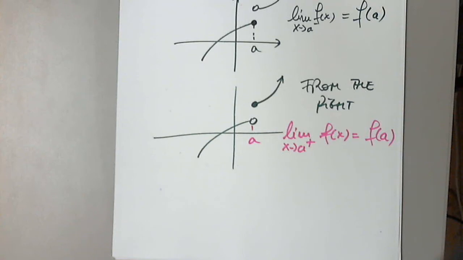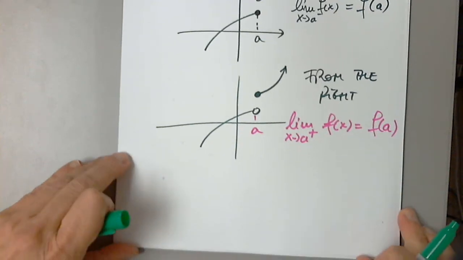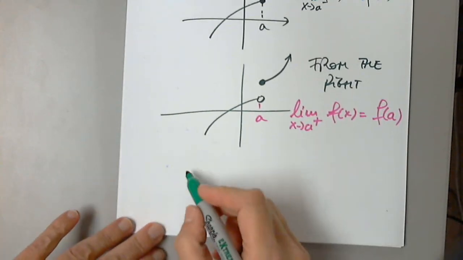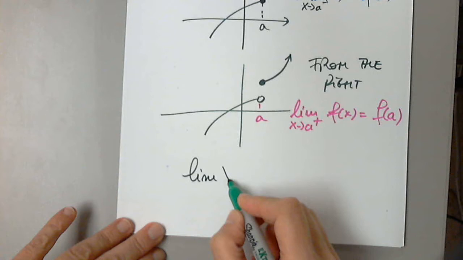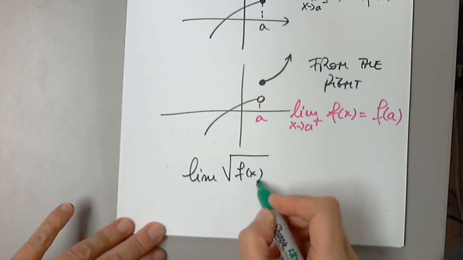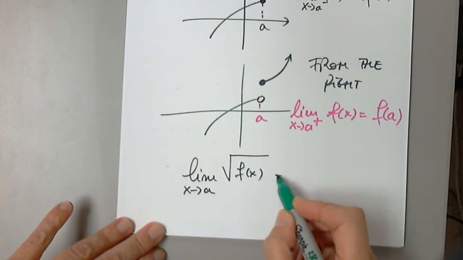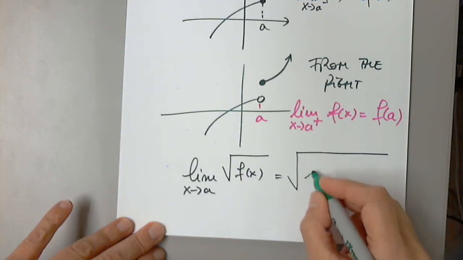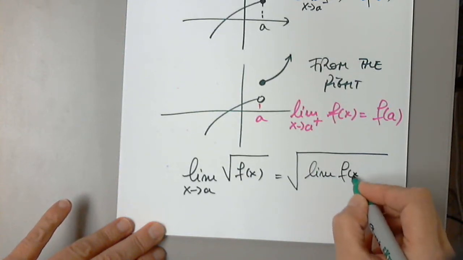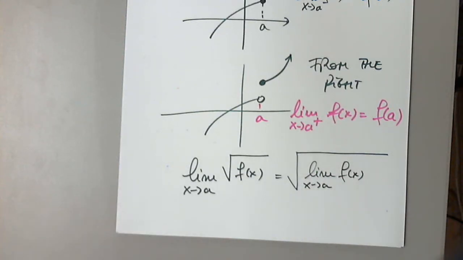Okay, I want to draw your attention to something that we did in the past, and I said I'm going to come back to it. What did I say about this limit law? What did I say? That we basically did what?